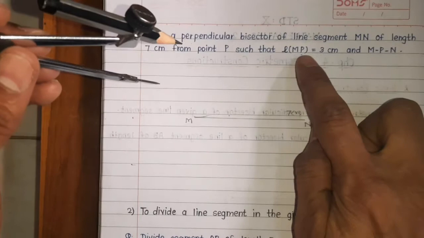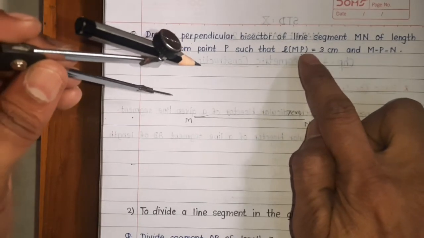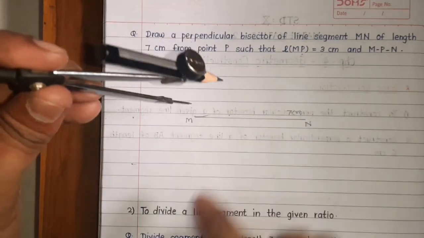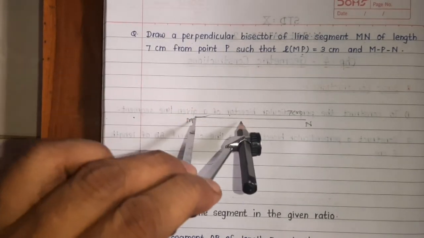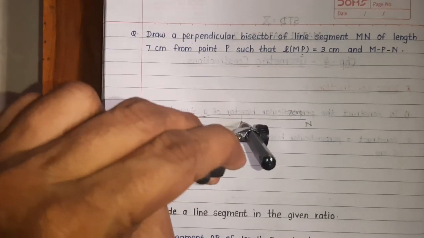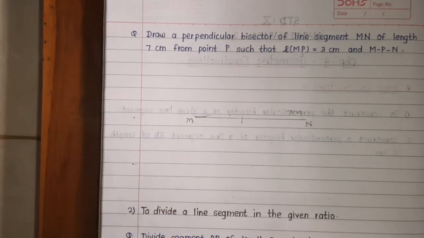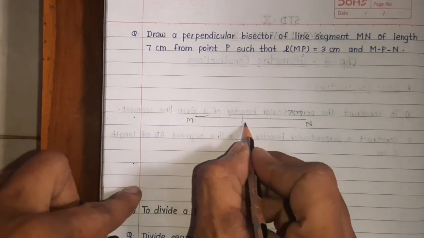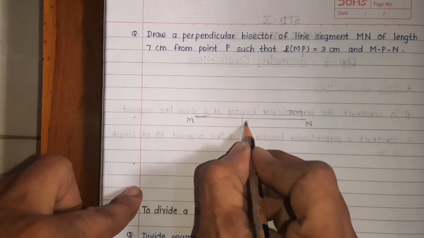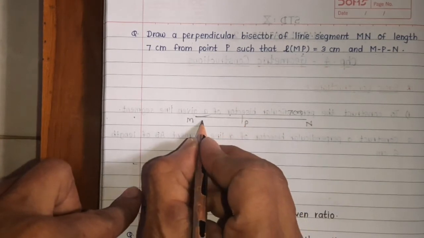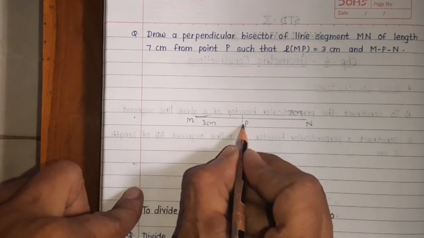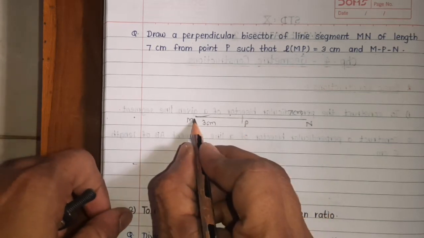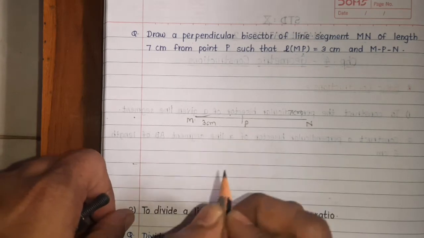Now point P is 3 cm from point M. Therefore, put the metal point on M and make an arc like this on segment MN. This is point P. I think everyone understood this. This distance is 3 cm. From point M, the point P is at 3 cm.